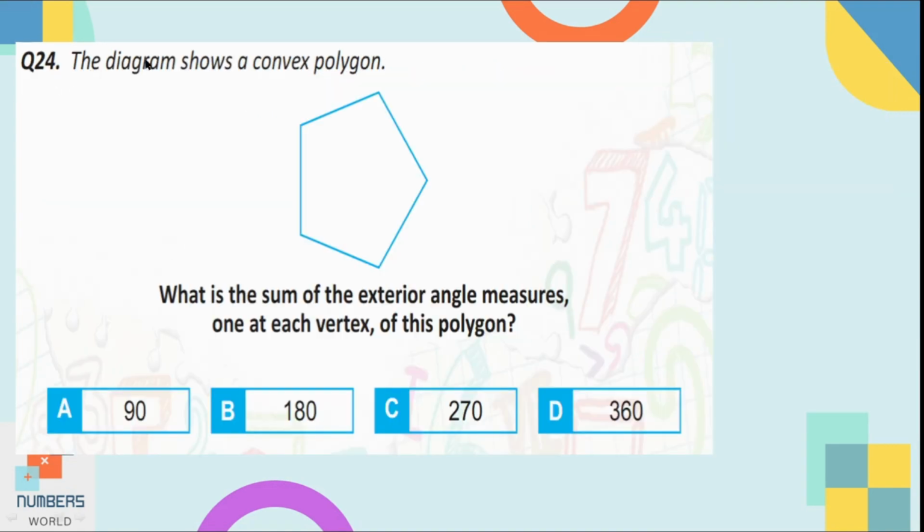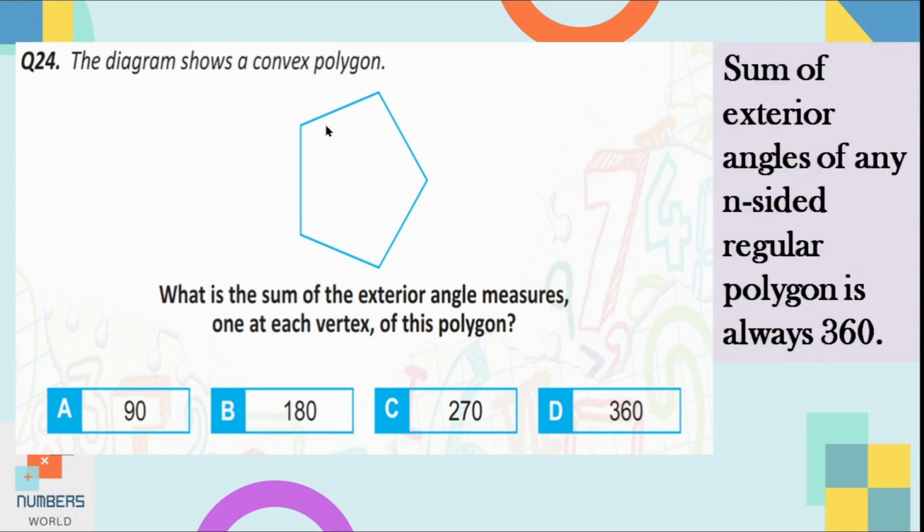Question number 24. The diagram shows a convex polygon. What is the sum of the exterior angle measures, one at each vertex of this polygon? So we know that the sum of the exterior angles of any n-sided polygon is always 360 degrees. So option D is the correct option over here.